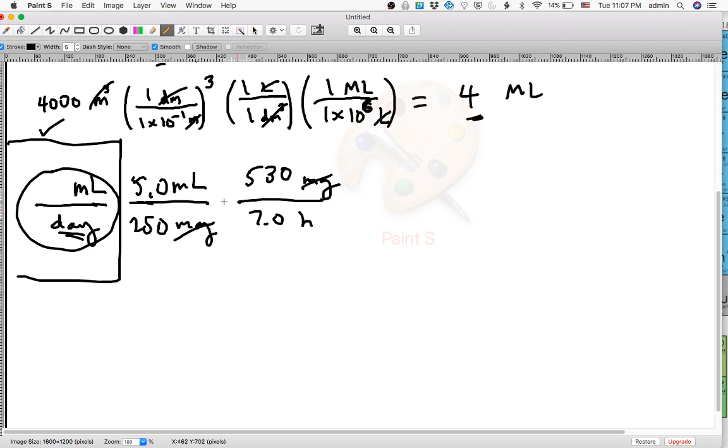So now milligrams are out. But see, I've got milliliters over hours, but it's not what I want. I want milliliters over days. So I've got to get rid of these hours and turn them into days. Well, I already know that. There's 24 hours in one day. So hours cancel, and now everything is crossed out except milliliters on top and days on the bottom, which is what I wanted. So now I know I have the right answer.